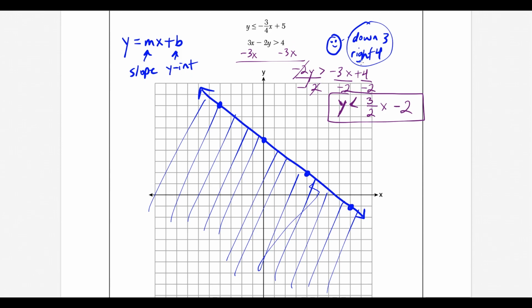So notice here we have a y-intercept of negative 2, and this time I'm doing open circles and a dotted line because it's strictly less than. There's no equal to underneath. So now I have my starting point, that's our y-intercept, and now the rise over run, we're going up 3 to the right 2. So I'm going up 1, 2, 3, and I'm going over 2 like this. So that would be the next point. Then I'm going up 1, 2, 3, and over 2.